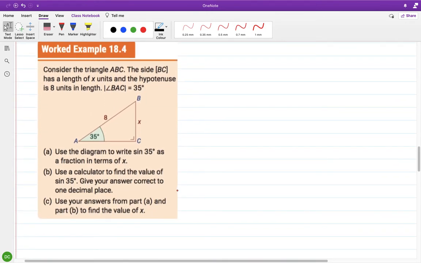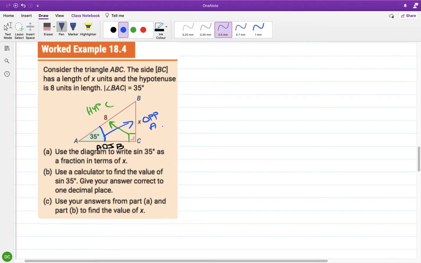Okay, so let's have a look at this one. Consider the triangle ABC. The side BC has a length of x units and the hypotenuse is 8 units in length. BAC is 35. Use the diagram to write the sine of 35 as a fraction in terms of x. Okay, so let's go again. Here's my right angle. So here's my hypotenuse, which is C. Here is my marked angle. So that makes this the opposite. And then this one down here is the adjacent, B. I forgot to put in A again.